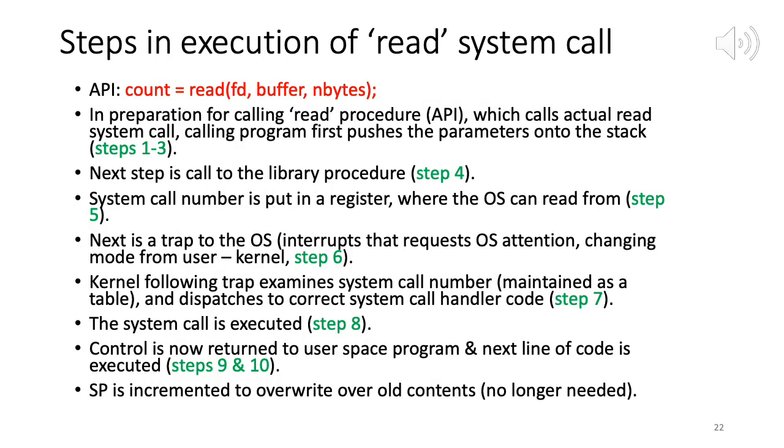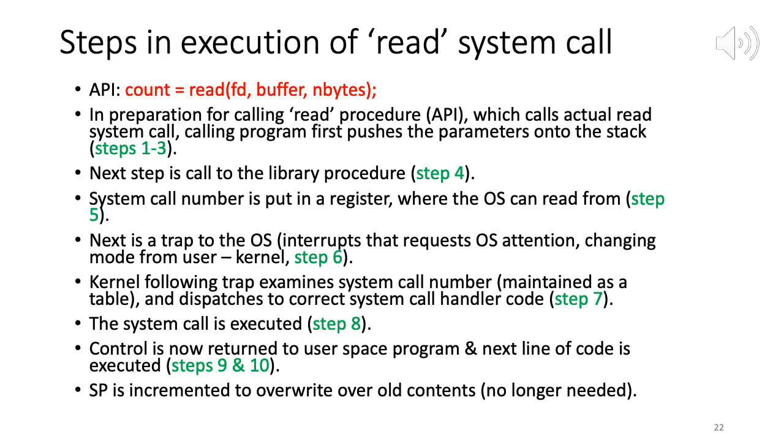Okay. So this is the last slide for today, S22. Steps in execution of the read system call. We already discussed this on the previous slide; this is just that discussion in the form of text. count = read(fd, buffer, nbytes). In preparation for calling the read API, which calls the actual read system call, the calling program first pushes all 3 parameters to the stack, steps 1 to 3. Next step is the call to the library procedure, step 4. The system call number is put in a register where the OS can read it, step 5.